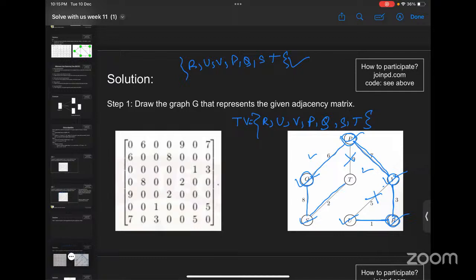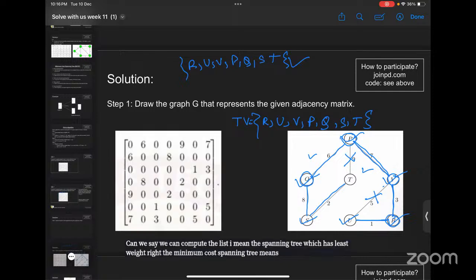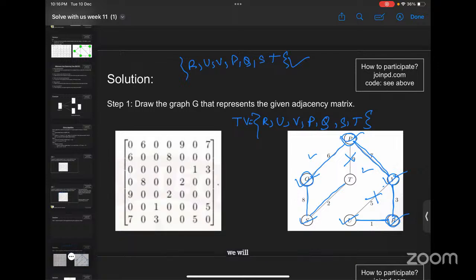Ma'am, I am not getting why we are not able to connect P directly to T and S. Yeah. I'm just repeating it. That means actually using Prim's method, what can we say? We can compute the spanning tree which has the least weight, right? The minimum cost spanning tree means we will consider the spanning tree, then we will add all the weights. Then the added weight should be the least.